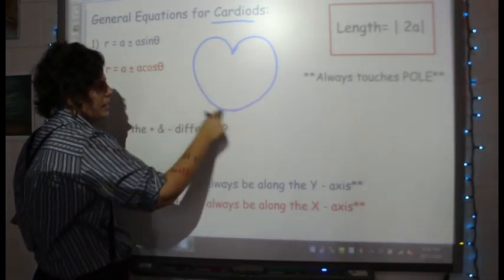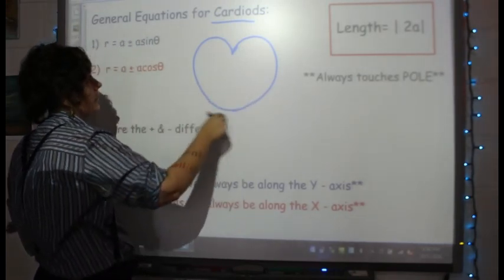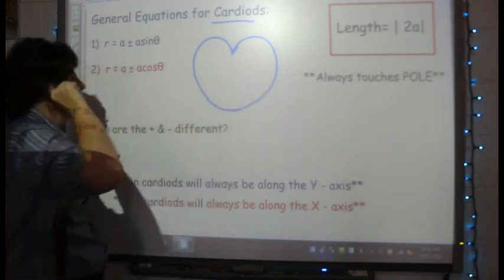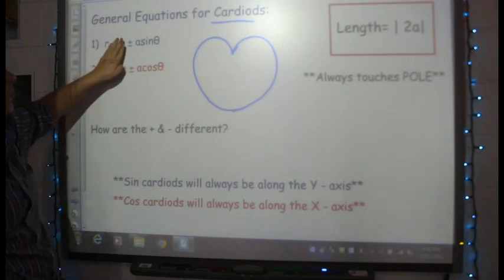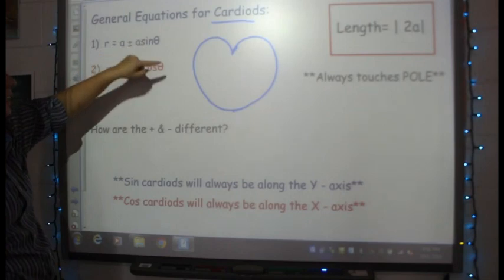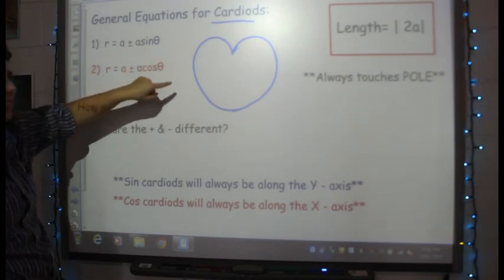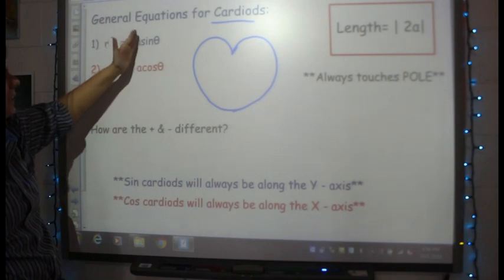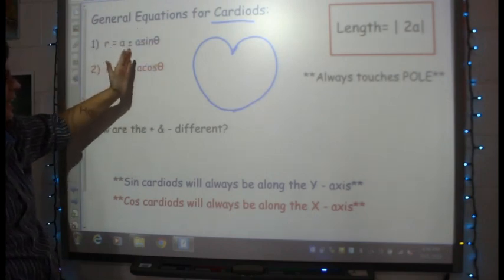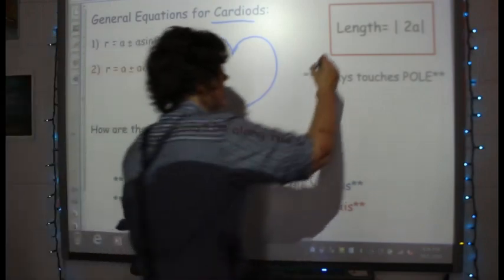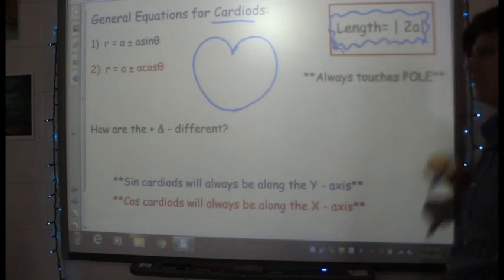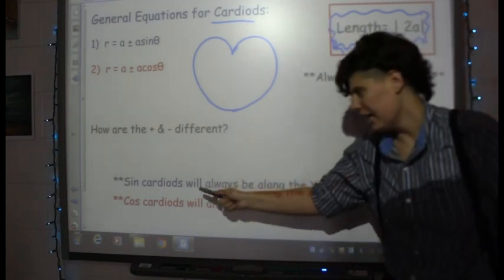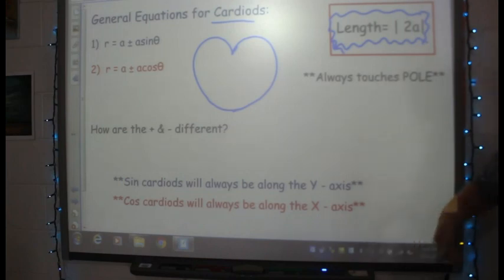Remember, don't make it pointy at the end. It does have a nice round part to it. It always has a nice round point, and it always touches the pole. So here, it's very similar to the circle formula, because the circle formula is r equals plus or minus a sine theta, or r equals plus or minus a cosine theta. But this time it's a plus or minus a sine of theta, or a plus or minus a cosine theta. Notice the length of the cardioid is the absolute value of 2a, so it's always the positive version. For sine, it's always going to be along the y-axis, and for cosine, it's always going to be along the x-axis, just like with circles.